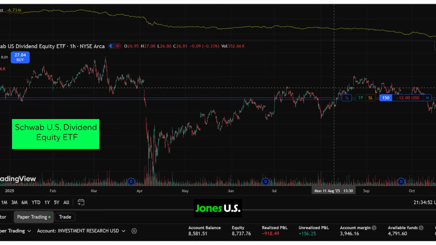SCHD tracks the Dow Jones U.S. Dividend 100 Index and is explicitly designed to own high-quality U.S. dividend-paying companies with a long track record of paying dividends. The fund is large with tens of billions in assets, and it charges an ultra-low expense ratio of 0.06%, which means almost none of your return is eaten by fees, and that matters a lot over decades.